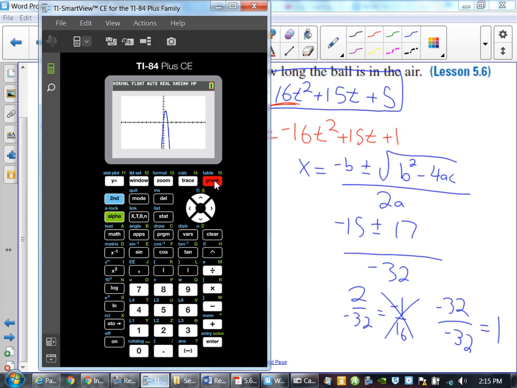Now, I'm trying to figure out where it crosses the x-axis. So I'm looking to find its 0. Second, calculate. Option 2 is 0.